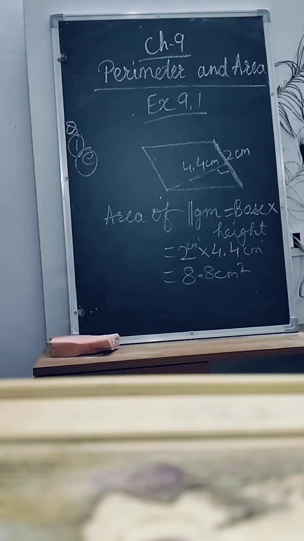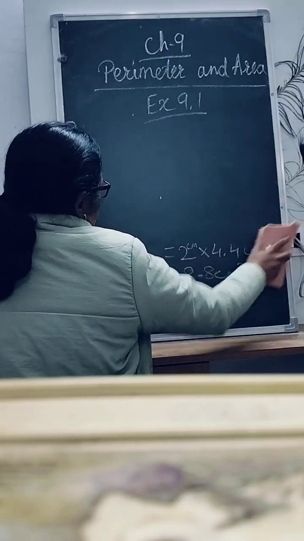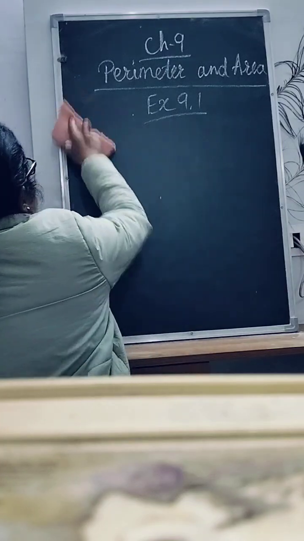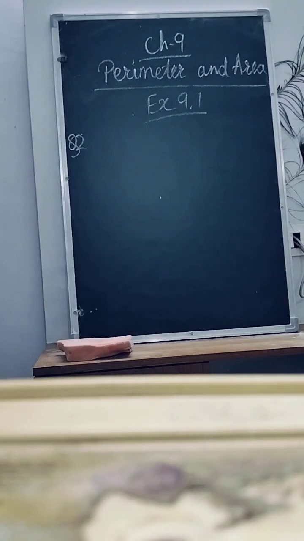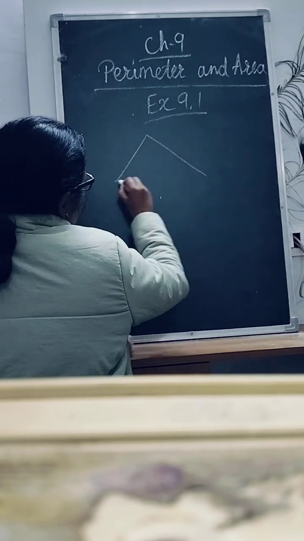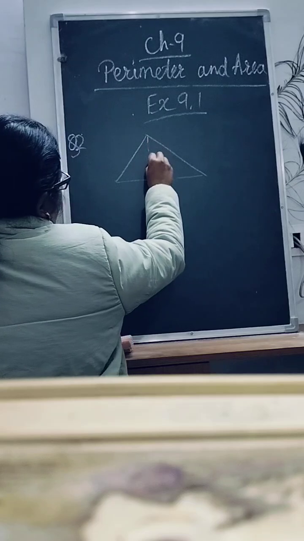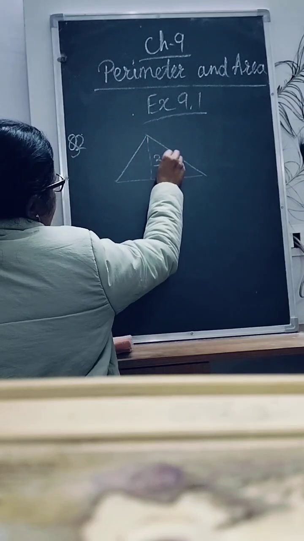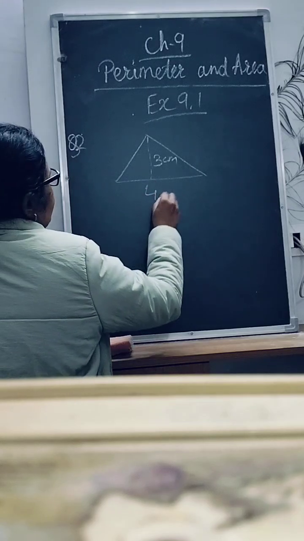So question 1 we have done 2 parts. Now let us move to question number 2. In this question, find the area of each triangle. Now here we are given the triangles. This is a triangle, and here height is given 3 centimeter and base is given to us 4 centimeter.